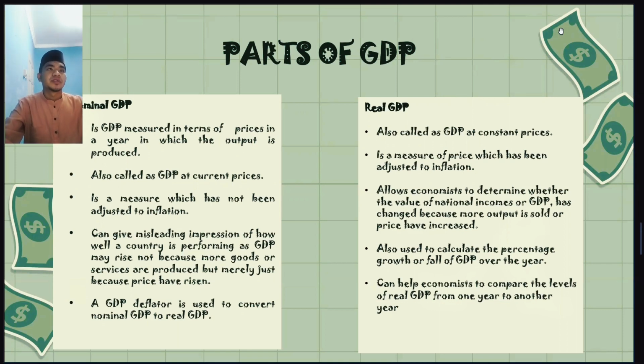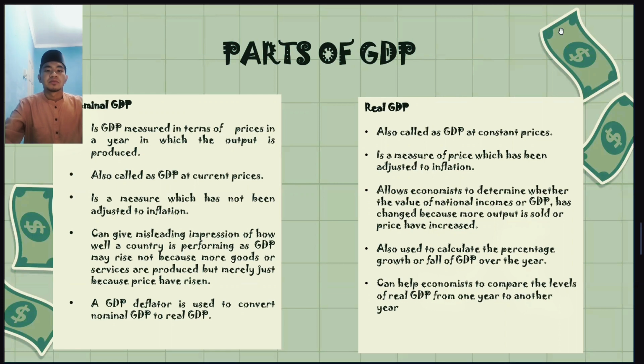So the second part of GDP, which is real GDP, also called GDP at constant prices, is a measure which has been adjusted for inflation. It allows economists to determine whether the value of national income or GDP has changed because more output is sold or prices have increased. It is also used to calculate the percentage fall or rise of GDP over the year, and can help economists compare the level of real GDP from one year to another.